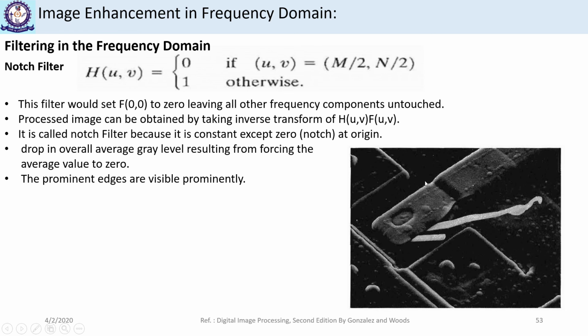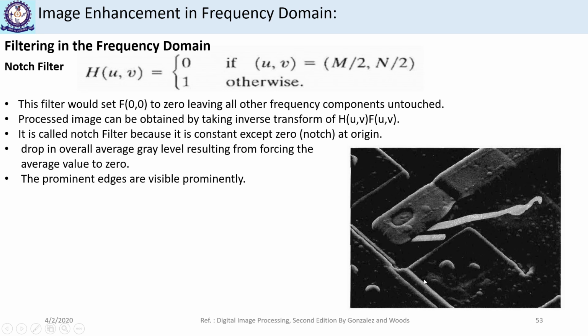Now there is a drop in average gray level in the image. That is quite understandable. Why? Because we are removing the average gray level from the frequency coefficients. So if I take the inverse Fourier transform of the Fourier coefficients multiplied by this, the average gray level will be subtracted, eliminated from this. That is why the image appears darker here, and all the remaining coefficients are intact.